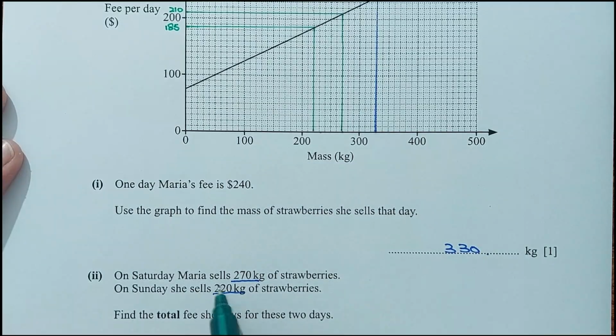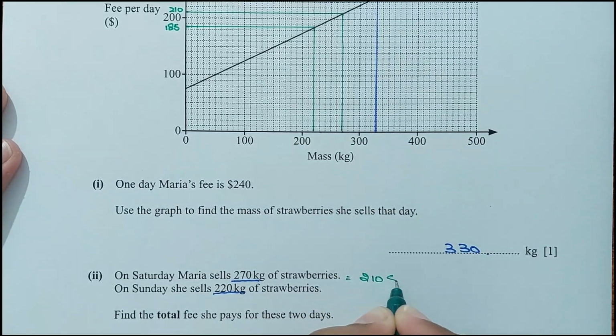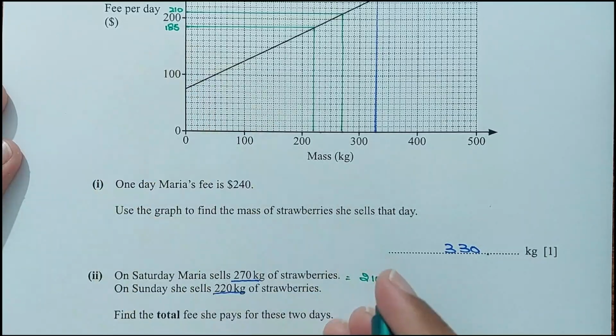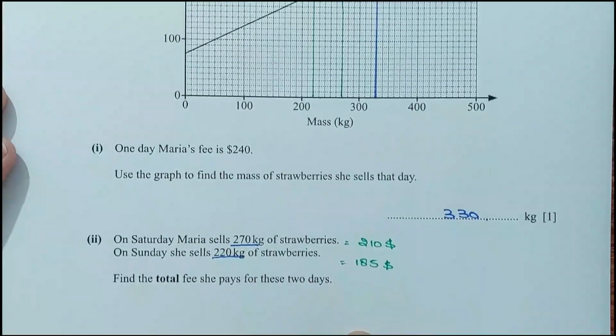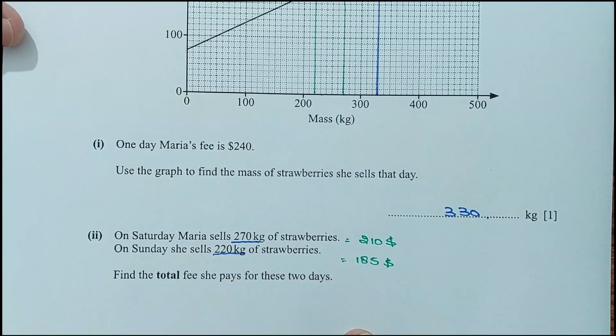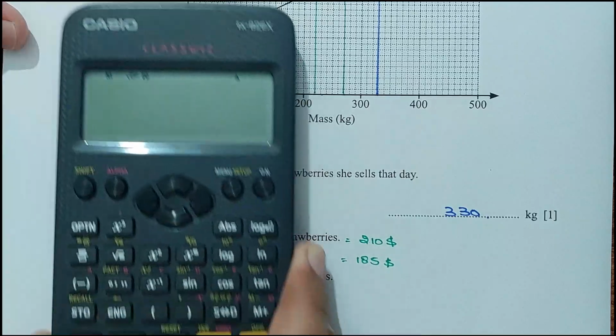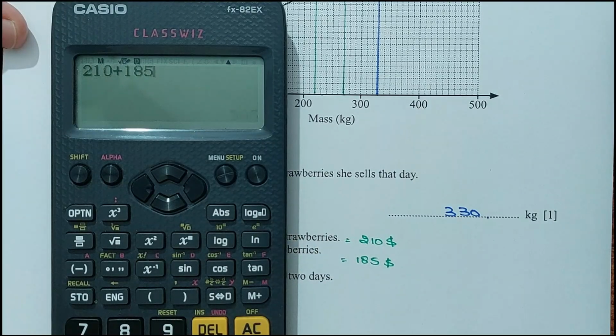Okay, on Saturday, Maria sells 270 kilograms of strawberries and the total fee for 270 is $210. Right, and on Sunday she sells 220 kilograms of strawberries and the total fee is $185. Now find the total fee she paid for these 2 days. We have 210 for Saturday and 185 for Sunday. Let me calculate the total by doing the sum. 210 and 185 equals $395.